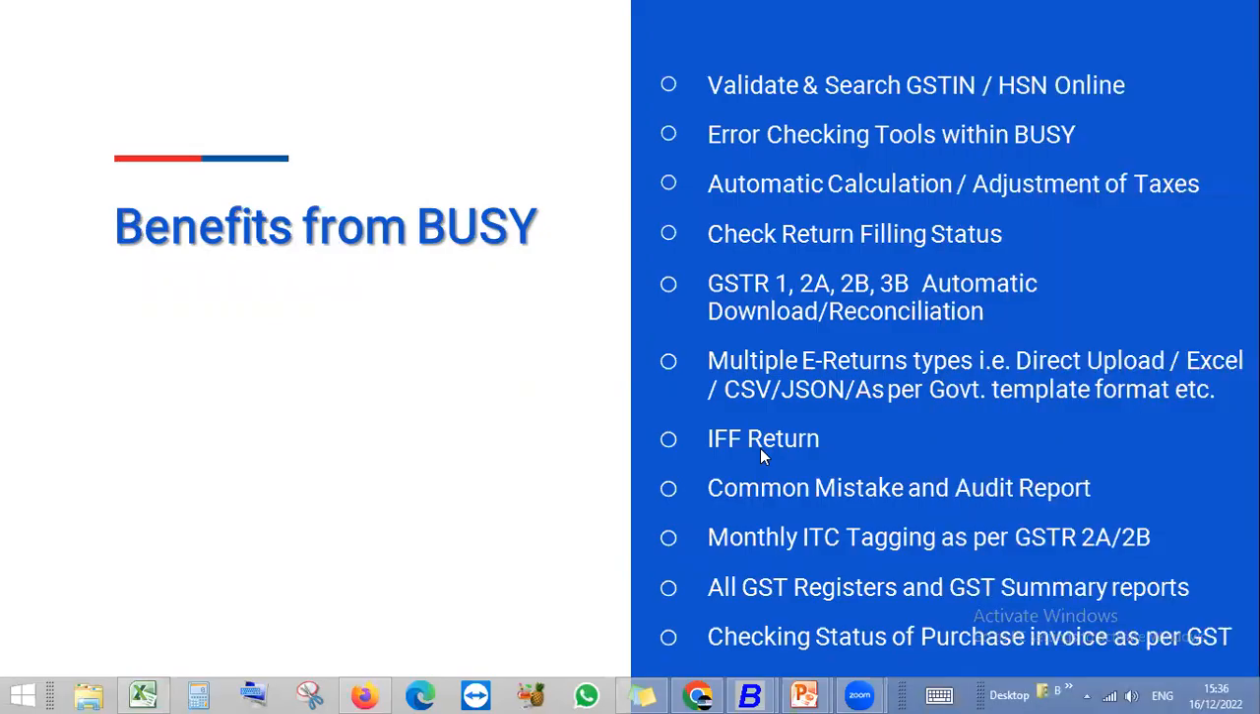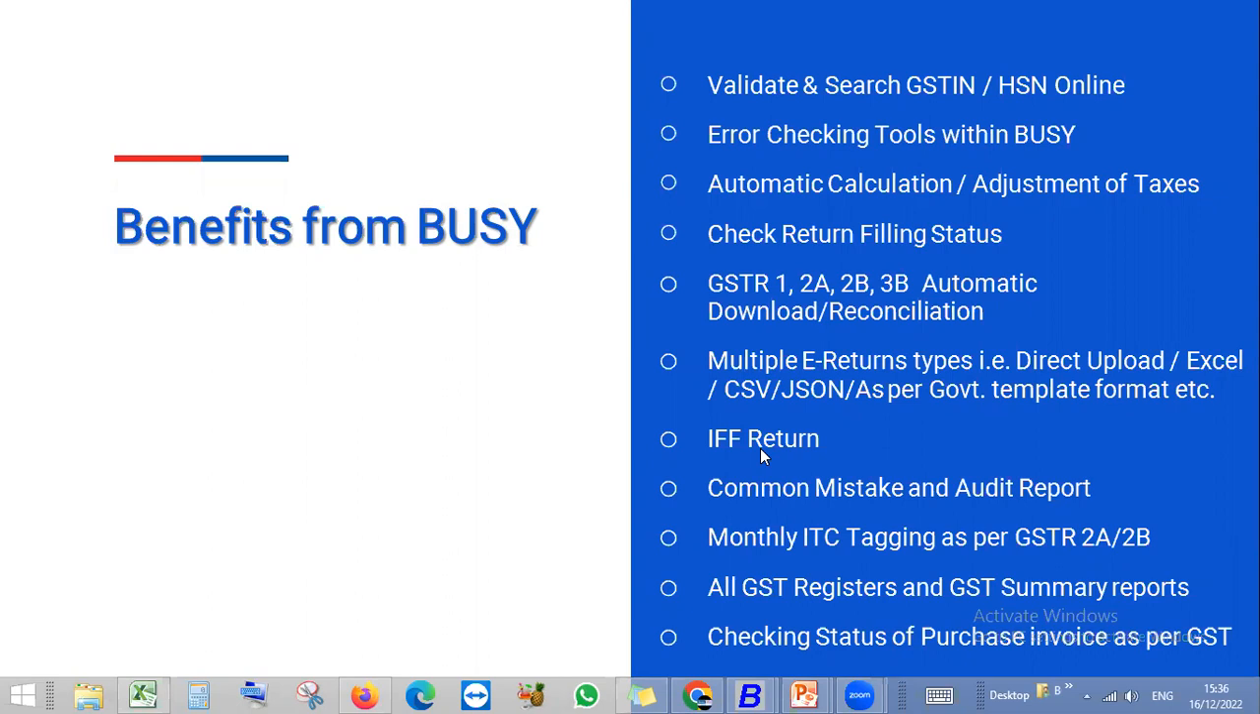Yeah. Next is benefits from Busy software. We have some very powerful features in our Busy software. Let's discuss one by one. First thing is validate and search GST number and HSN online. That is, we have the provision to validate our GST number through Busy itself. We have multiple GST number validation as well as single GST number validation. And also we have the HSN code validation itself in Busy software.